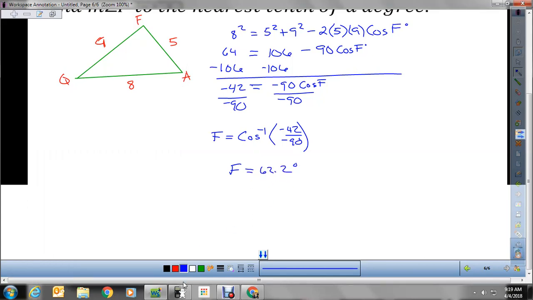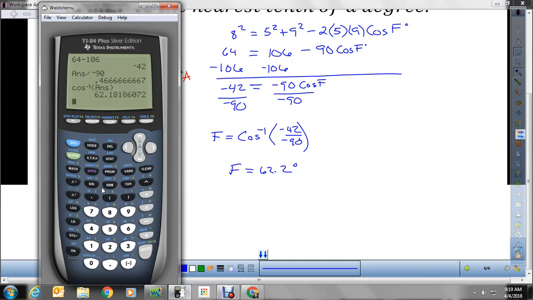Now let me also tell you this. You can also take the inverse cosine and put in negative 42 divided by negative 90 in this way, and that's going to give you the same result, 62.2. So we can do the division earlier and then put it back in our problem, or we can do the inverse cosine of the division problem. Either way, it's going to get us 62.2 degrees.